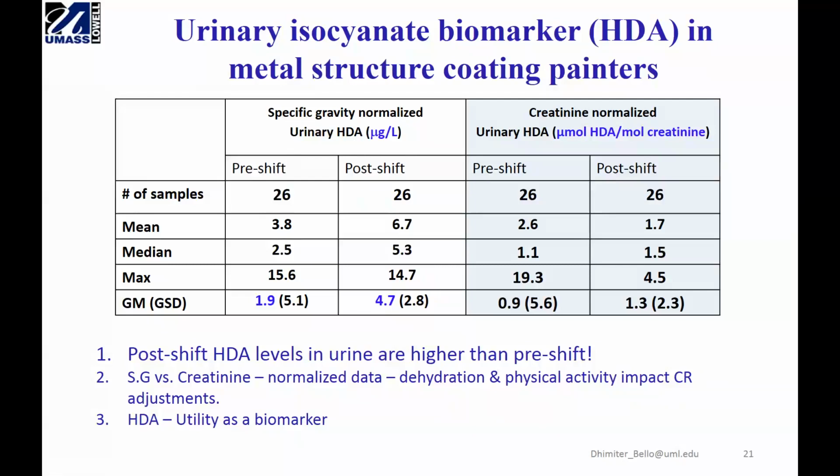But we have done normalization according to both methods, and so what we have here is median, max, geometric mean, geometric standard deviation. We look at them, but normalized to specific gravity, we see almost tripling of the geometric mean value of HDA post-shift relative to pre-shift, and a more modest increase when we normalize to creatinine. We have a good idea as to why that's the case, but we see a clear increase cross-shift, and normalization to specific gravity makes that contrast bigger. And also, we are mindful that this is only for HDA.